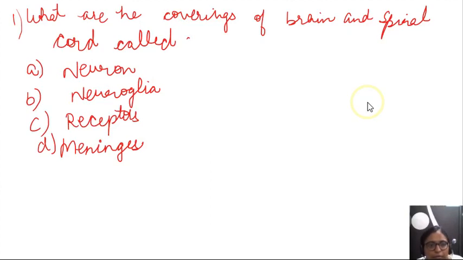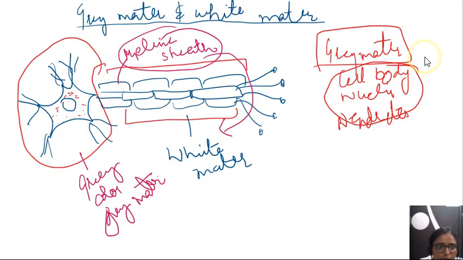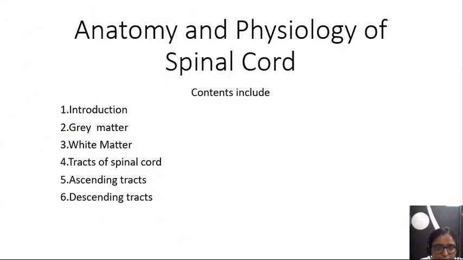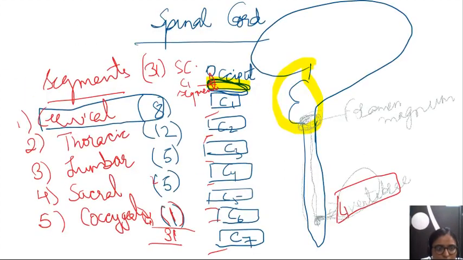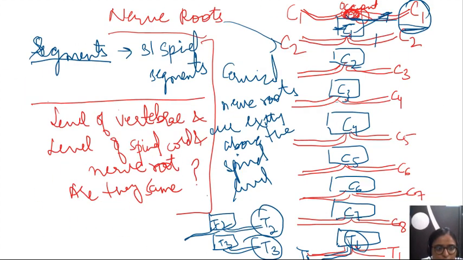Friends, in the last video we discussed the terms to understand the anatomy of the spinal cord. I hope these terms are clear, and I gave you one question to solve. Have you solved it? Let's discuss that.